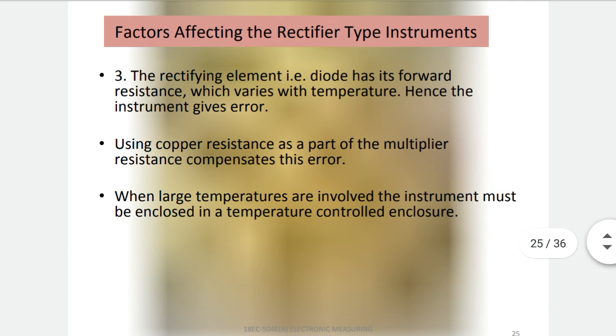Now the third factor, that is the rectifying element. The diode has a forward resistance which varies with temperature, because the resistance has a temperature coefficient. Hence the instrument gives error. Using copper resistance as a part of the multiplier resistance compensates this error. When large temperature variations are involved, the instrument must be enclosed in a temperature controlled enclosure.